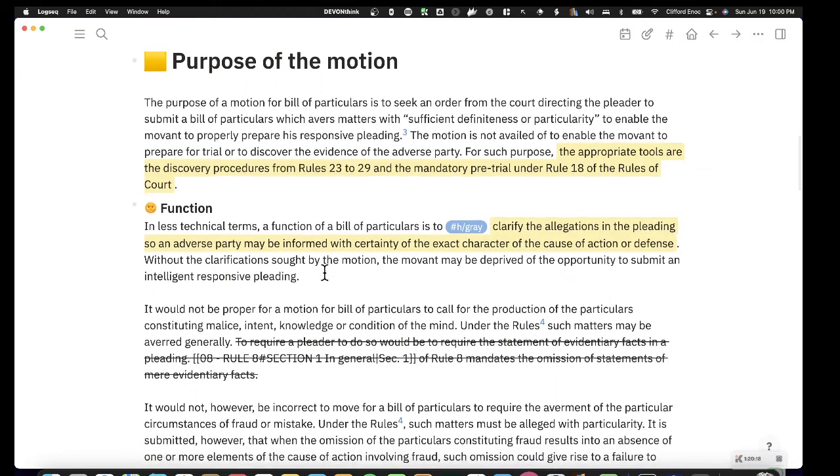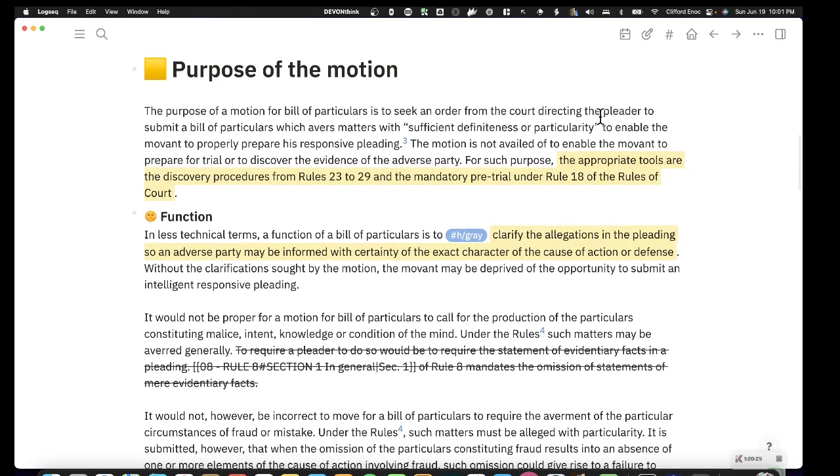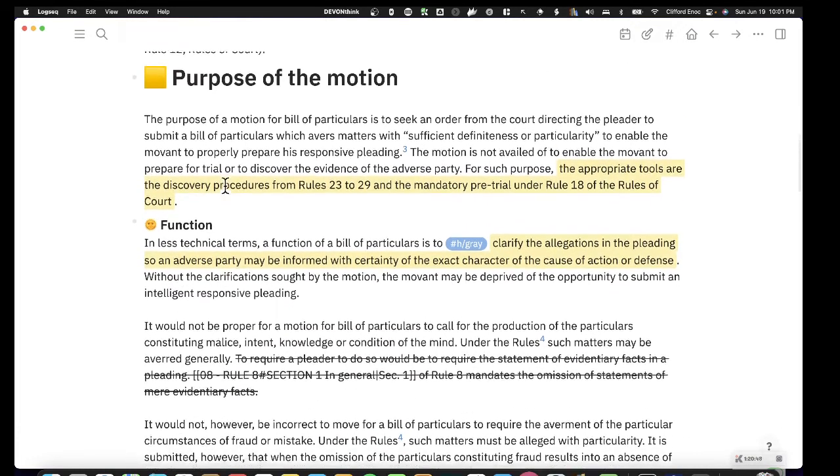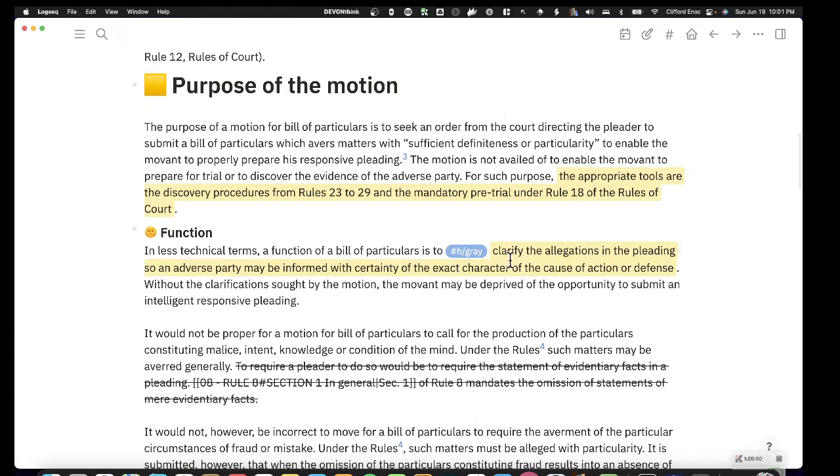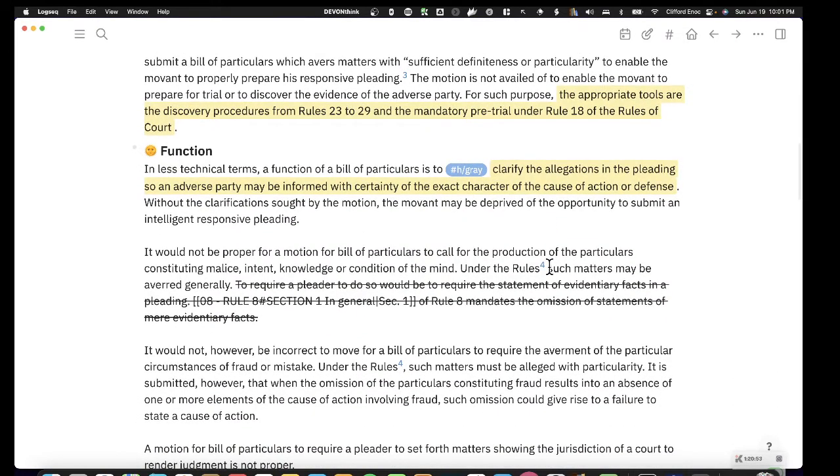So that, tawag doon, in order that the court directing the pleader to submit a bill of particulars, yung nag-complaint, no, na mag-submit siya ng bill of particulars which avers the matters with sufficient definiteness or particularity to enable the movant to properly prepare his responsive pleading. What's the function of a bill of particulars? The function is to clarify the allegations.